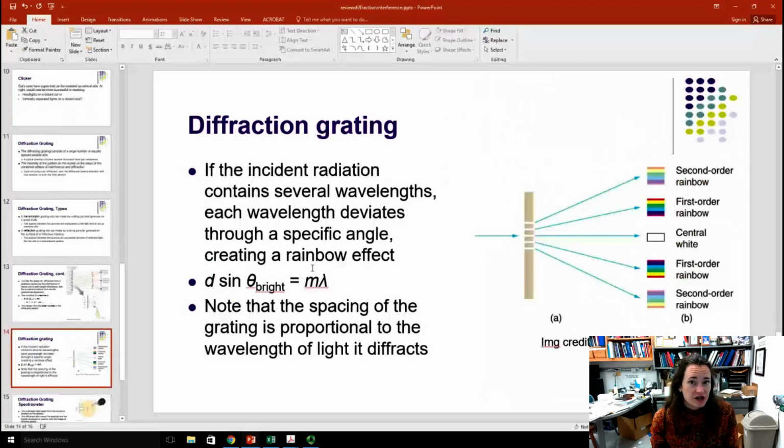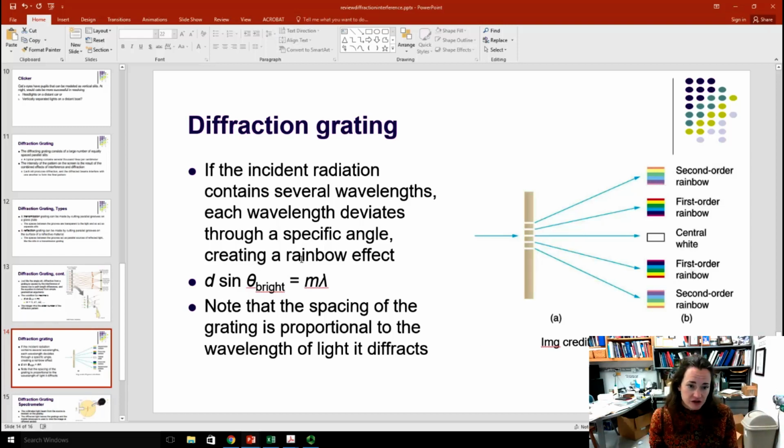Now, diffraction gratings can act just like a prism, in that if the incident radiation contains multiple wavelengths, each wavelength is going to deviate through a specific angle as dictated by this equation, d sine theta is equal to m lambda. And that creates a rainbow effect. In fact, if you have a white light source incident on a grating, you'll get little rainbows. You'll get really bright rainbows for your first order, then dimmer rainbows for your second order, and then maybe third order if you've got a wide enough room and you're far enough away. Okay?